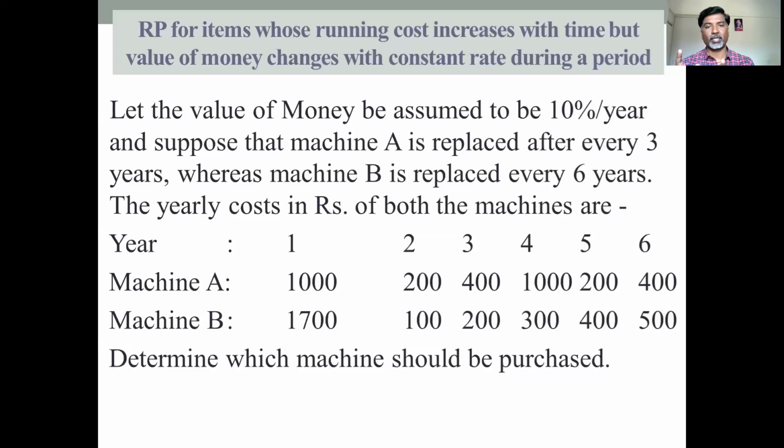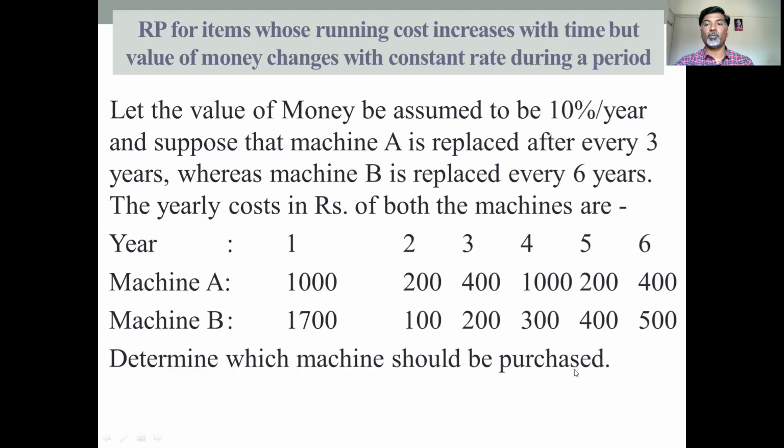Second year 200 for machine A, 100 for machine B. For the third year 400 for machine A, 200 for machine B. For the fourth year 100 rupees for machine A, 300 for machine B. For the fifth year 200 for machine A, 400 for machine B. And for the sixth year 400 rupees for machine A and 500 for machine B will be the yearly cost.